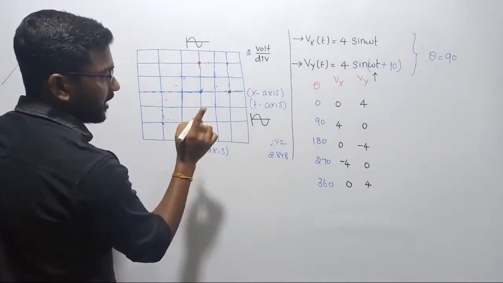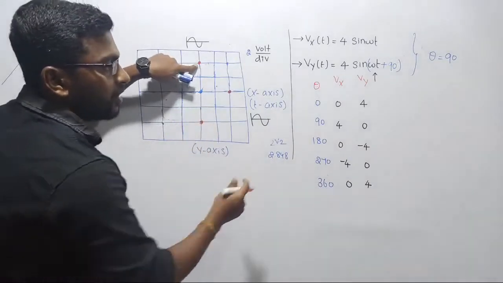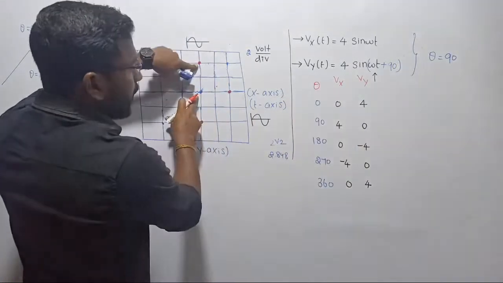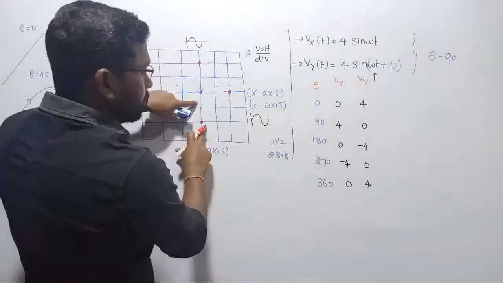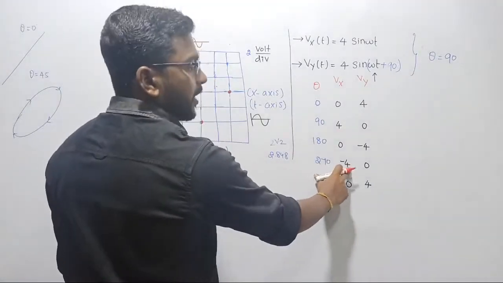Just observe the direction. Initially I was standing at this point, 0 comma 4. X-axis 0, y is 4. And then x is 4, y is 0. And then x is 0, y is minus 4. And then x is minus 4, y is 0.